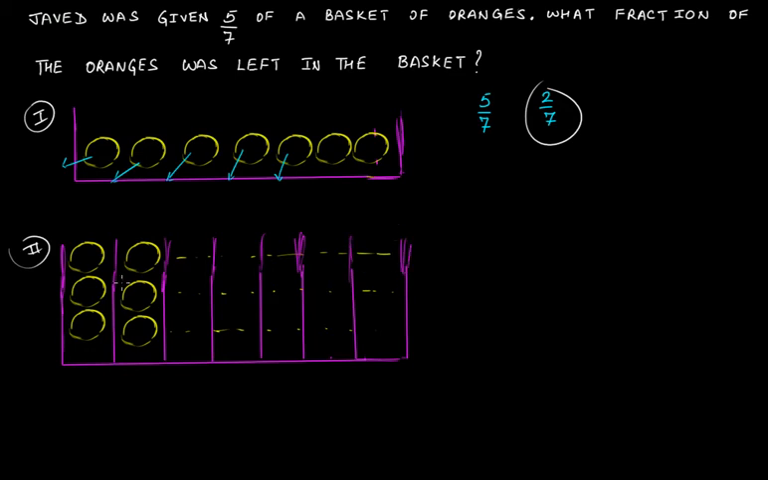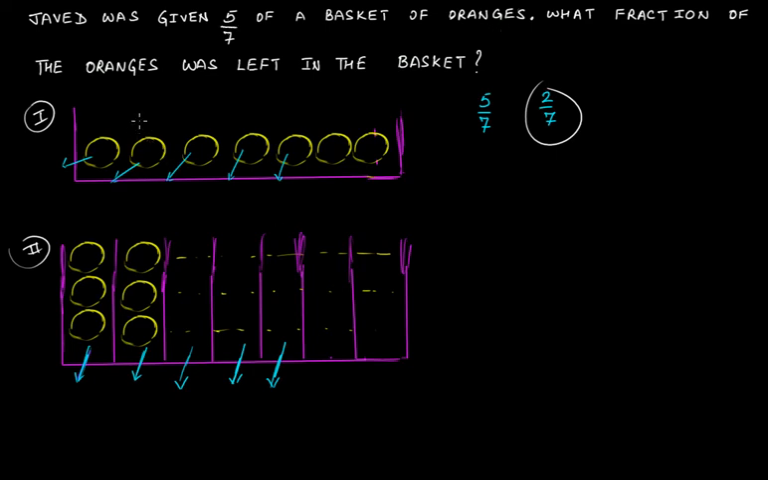So since this basket has been divided into 7 equal parts and each part is filled with 3 oranges, if I have to give 5 by 7 of this basket of oranges to Javed, what does that mean? You have to give away 5 portions of this basket. That's what this is saying. You are giving away 5 by 7 of a basket of oranges.